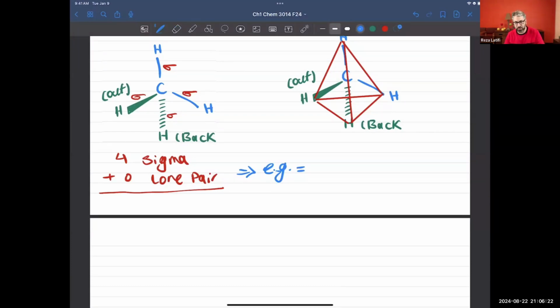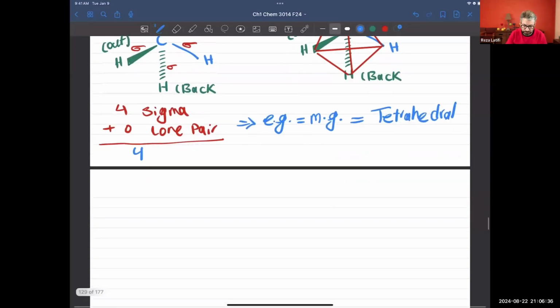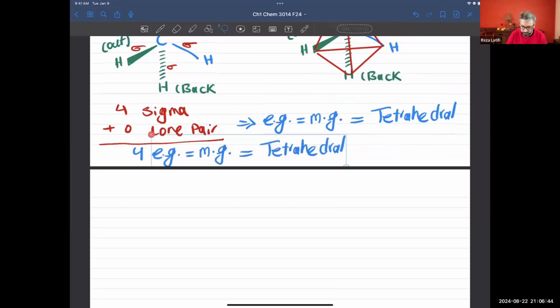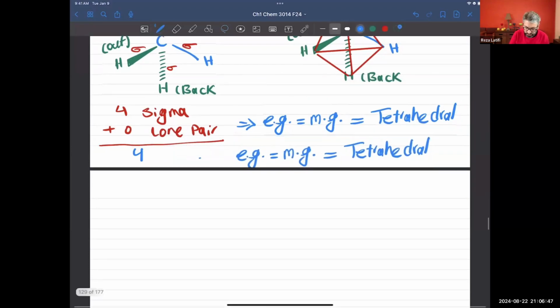And in this case, because we don't have a lone pair, electron geometry is going to be equal to the molecular geometry, and both of them will be tetrahedral. How do I know it's tetrahedral? Because I got 4 pairs. But anytime you don't have a lone pair, your electron geometry is going to be equal to the molecular geometry. So I have 4 pairs.